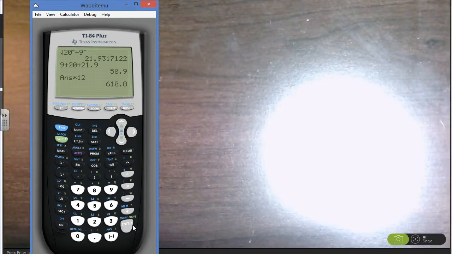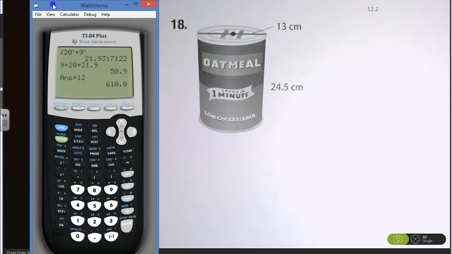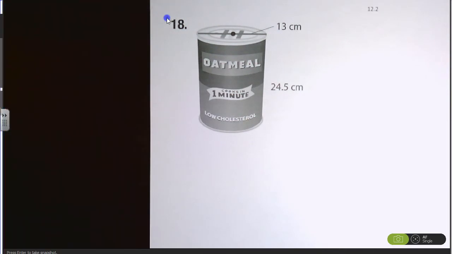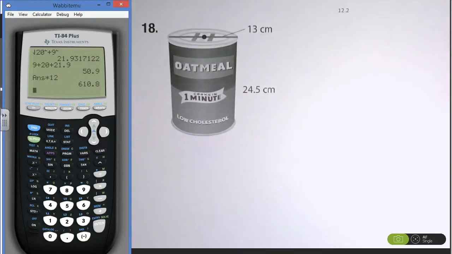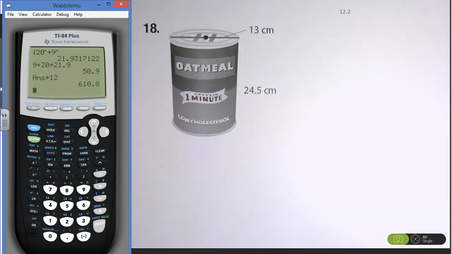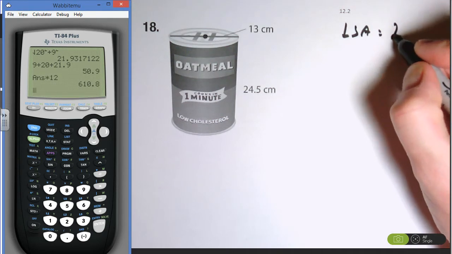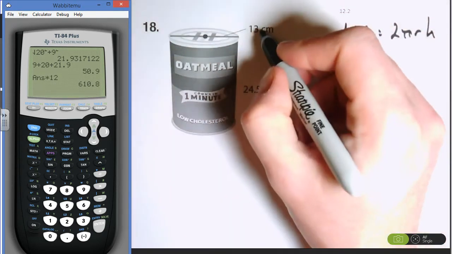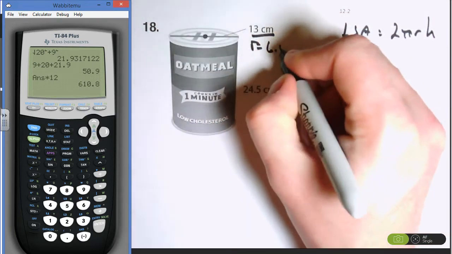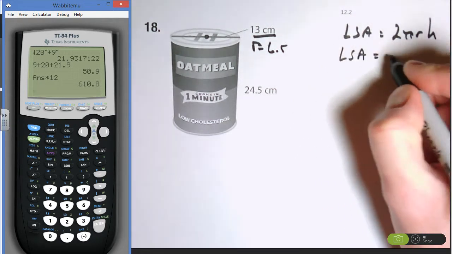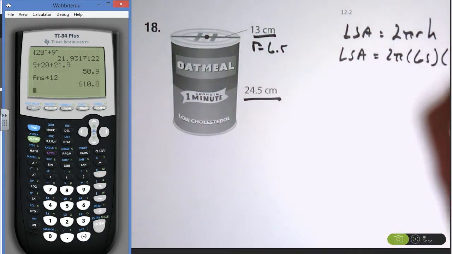All right, last example to take a look at real quick is a cylinder. This isn't too bad to do. For this oatmeal container, instant oatmeal because it cooks in 1 minute, the lateral surface area is perimeter times the height, which is 2 pi r h. This is the diameter because they've shown the whole segment all the way across. So the radius is 6.5. So the lateral surface area is 2 pi times 6.5 times the height, which is 24.5.